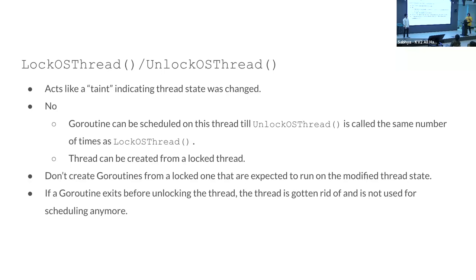It's recommended to not create goroutines from that locked goroutine, because if a goroutine is created, there is no guarantee that it will not be scheduled on another thread. It can be scheduled on another thread as well. And if that state dependency is still there, you're still in that same messy situation. If a goroutine exits before unlocking the thread, the thread gets thrown away and we don't reuse that thread at all in the scheduler. The last point is important for our demo, so I just want to call that out.